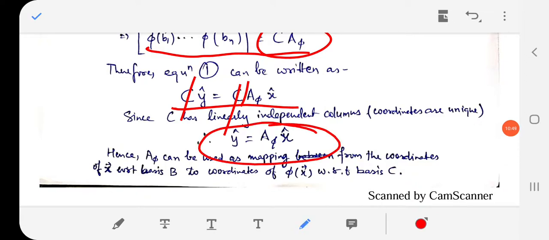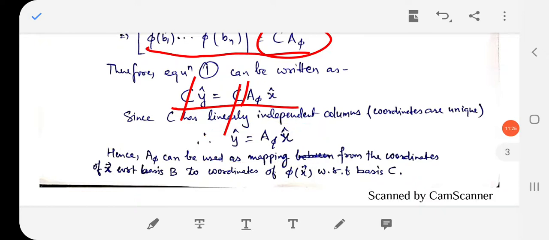And now we have a method to transform x hat, that is the coordinate of a vector in the vector space V with respect to basis B, and map it to vector space W, and we will find the coordinates with the help of A phi, the transformation matrix, into y hat, which is the coordinate with respect to basis C in vector space W. And that's all for this particular part as a proof.